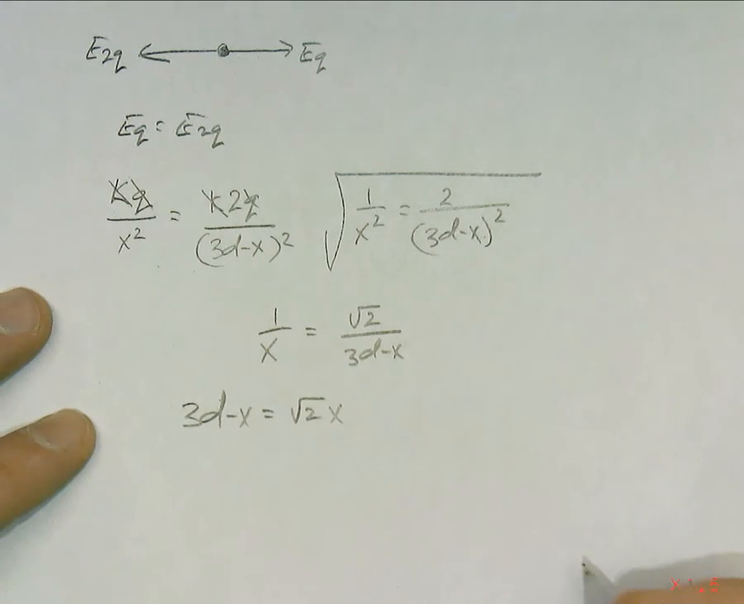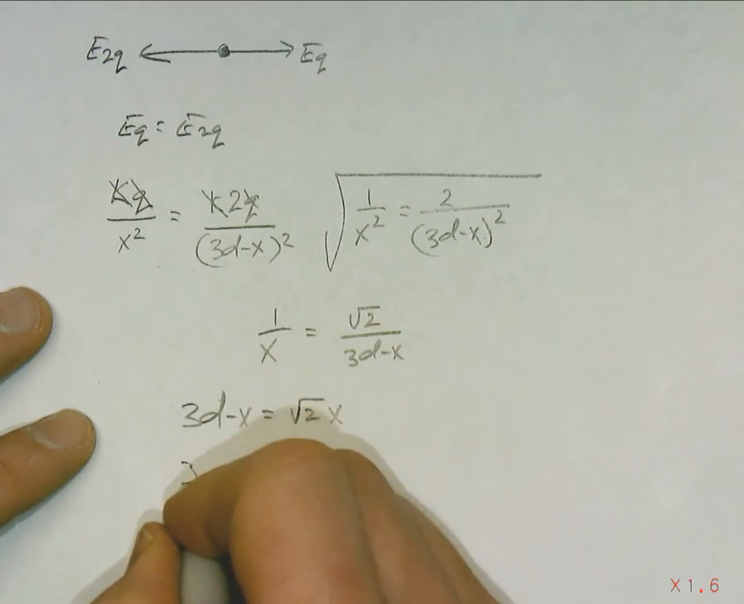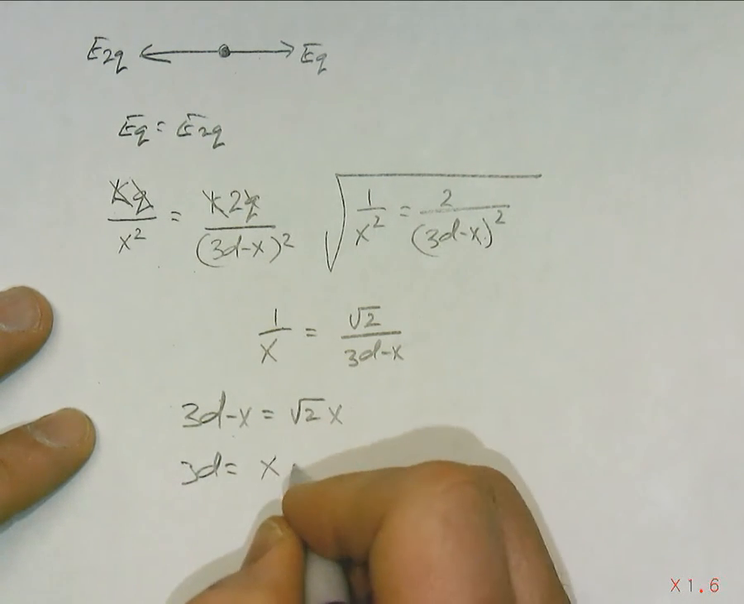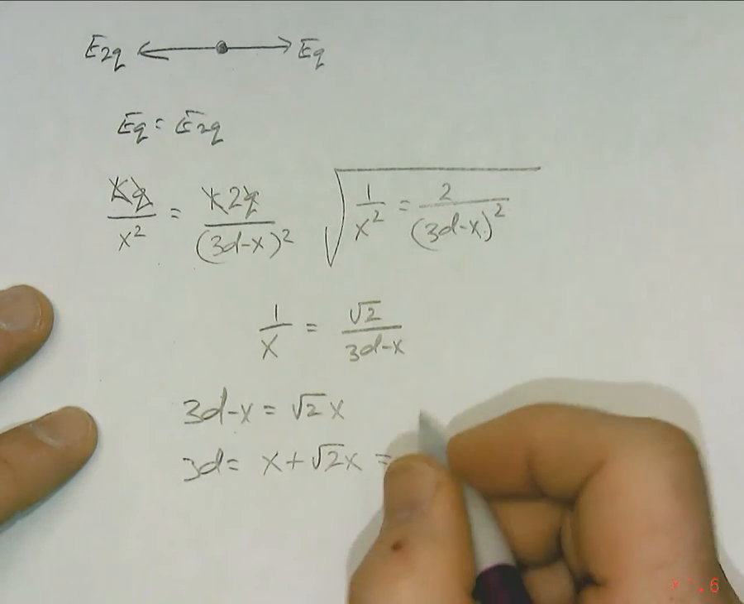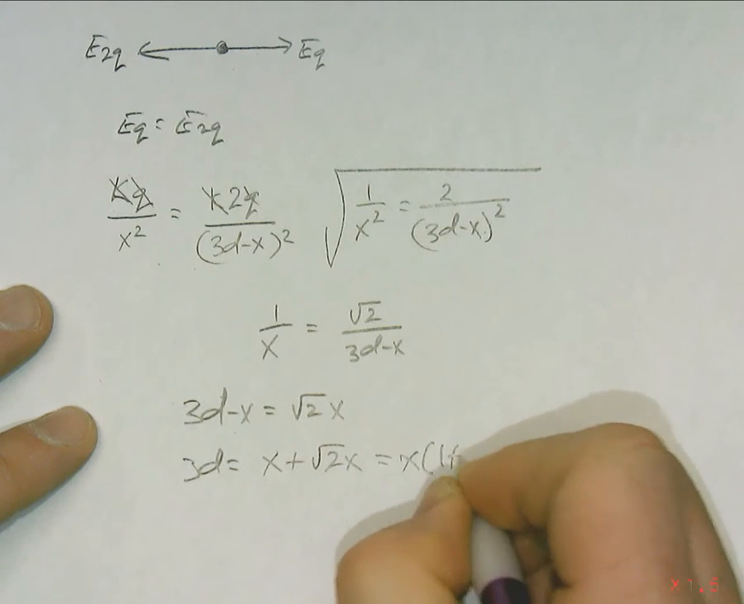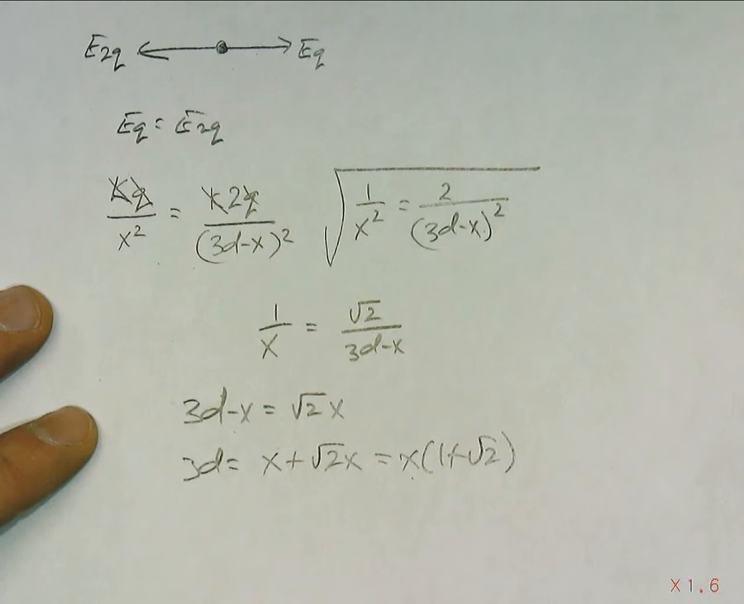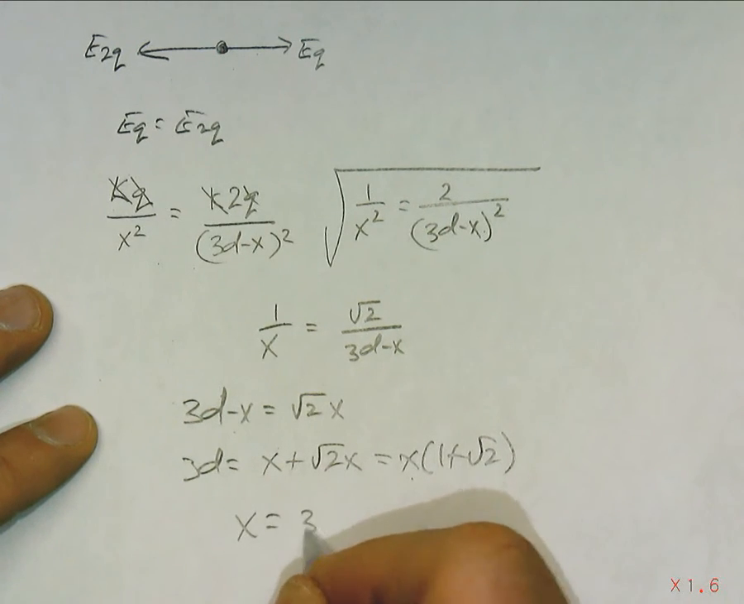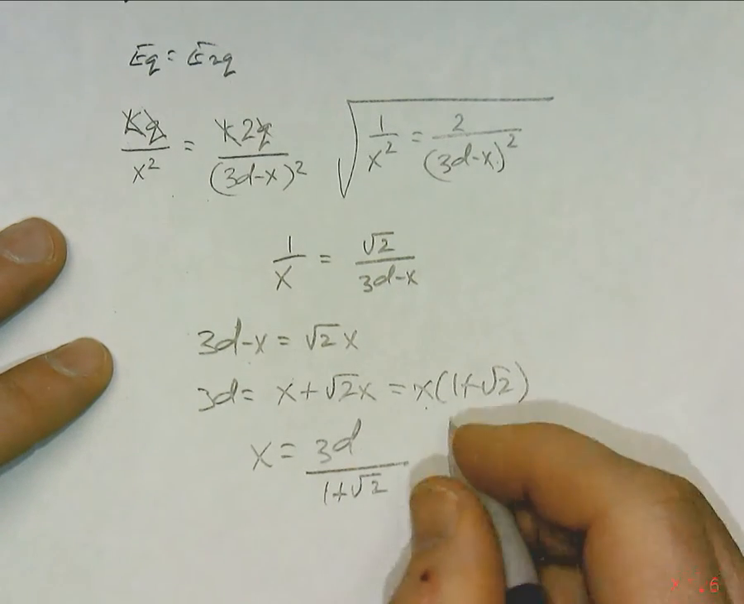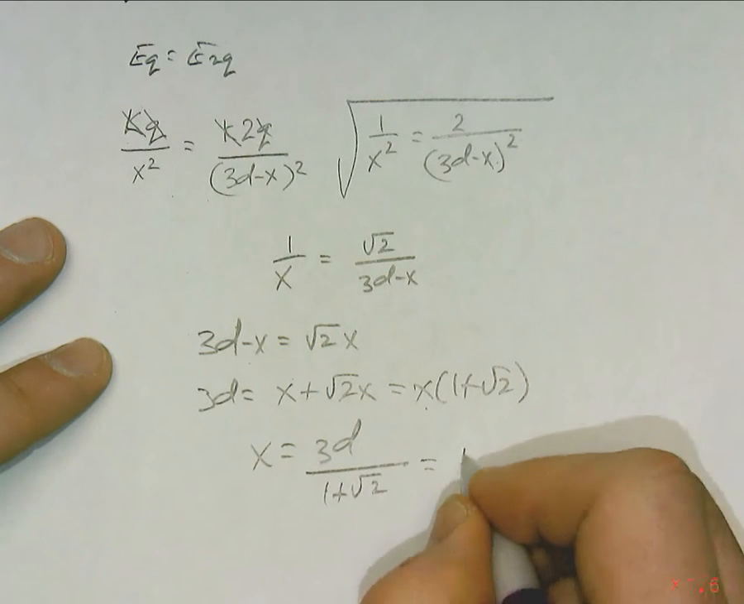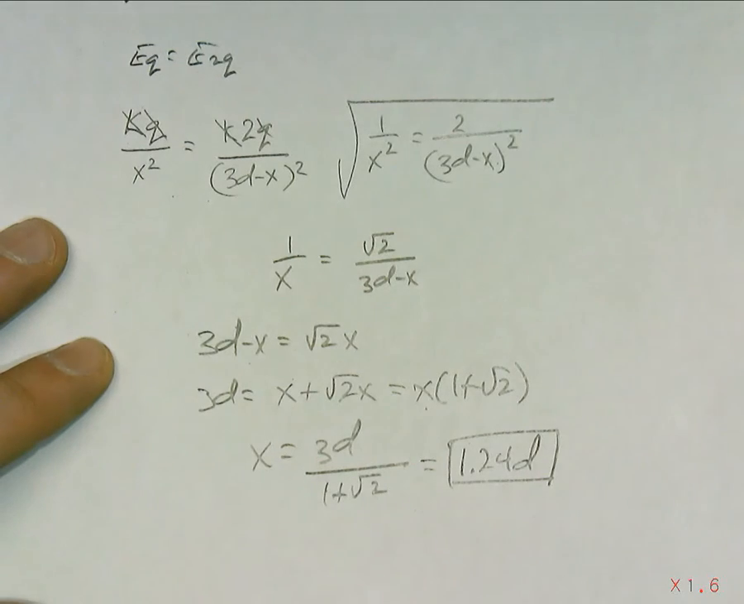square root of 2 times x. So now I'm going to bring this x over. We have 3D equal to x plus square root of 2 times x, and of course that combines as x times (1 plus square root of 2). Now we can solve for x. x is equal to 3D over (1 plus square root of 2). When you plug that into your calculator, you should get something like 1.24D. And that is the answer to the problem.